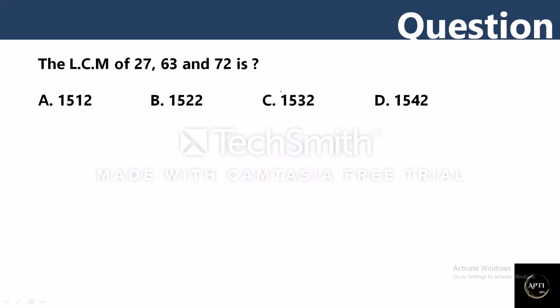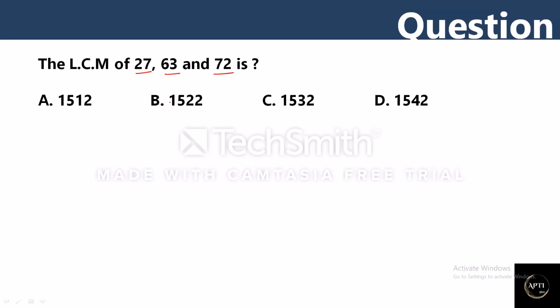LCM of 27, 63 and 72. See here, the options are given as 4-digit numbers. Now just pause the video and try it on your own, and later you can check with my explanation. Here the given values are 27, 63, 72. We need to find the LCM of these given numbers.